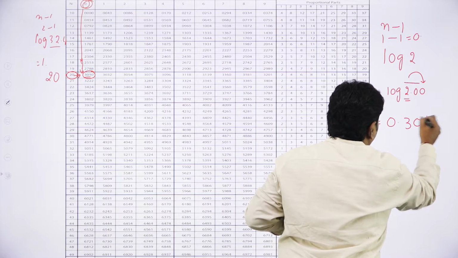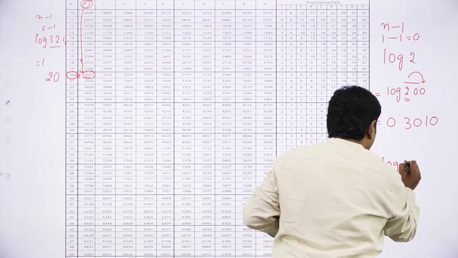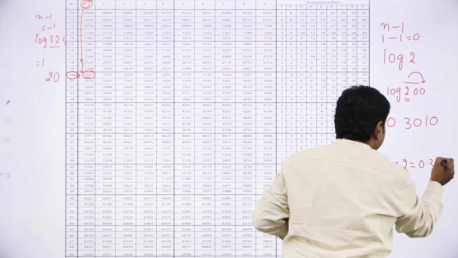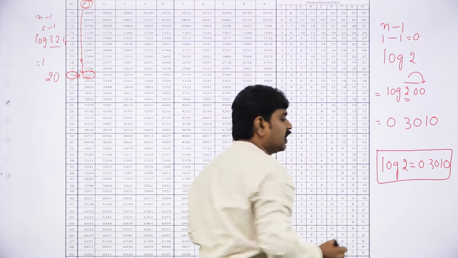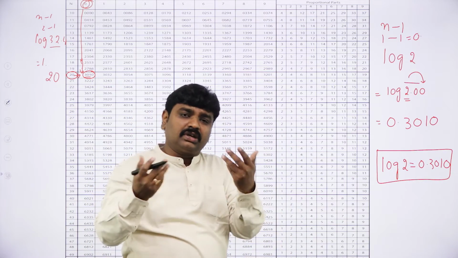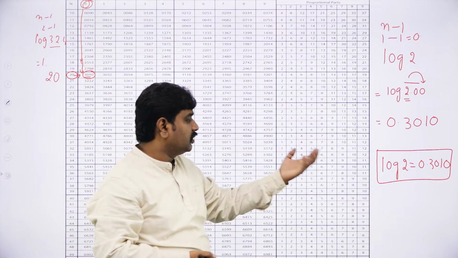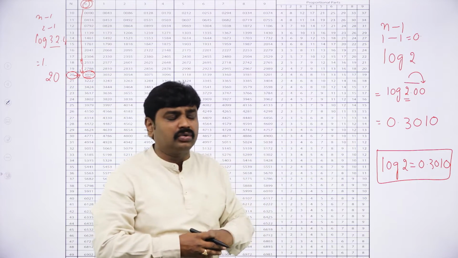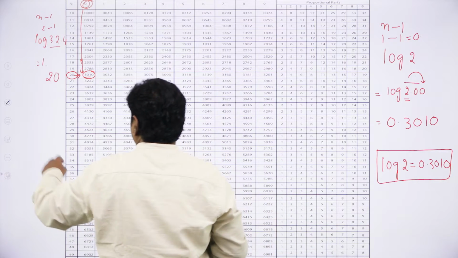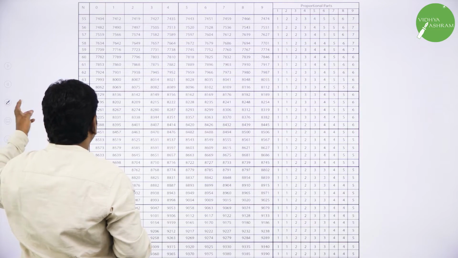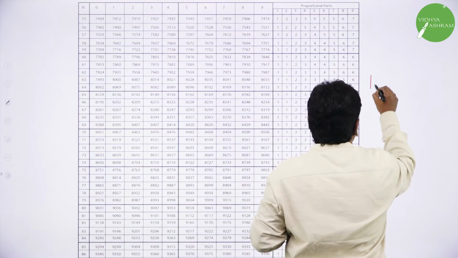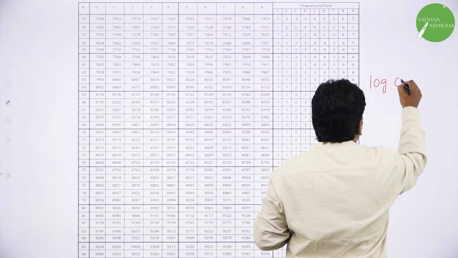This is log 2. So my suggestion to you: throughout the chapter we need to calculate, so don't waste your time, memorize log 2. What is log 2? 0.3010. It's not that you cannot find it, you learned it last year, but why kill your time for 1 mark? What is log 2? 0.3010. Further we will get situations where 70%, we need to find log 0.7.